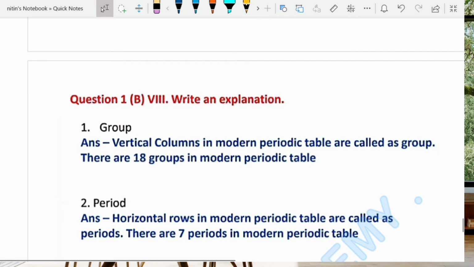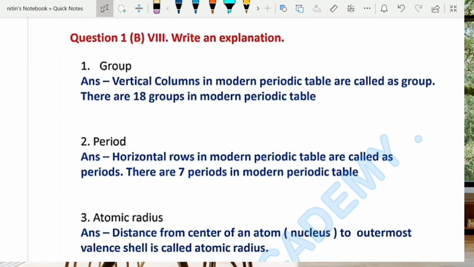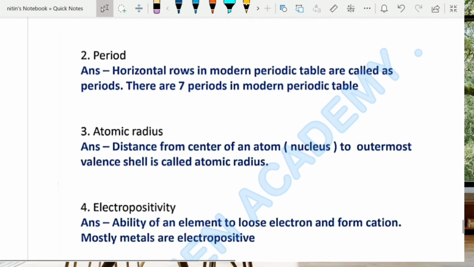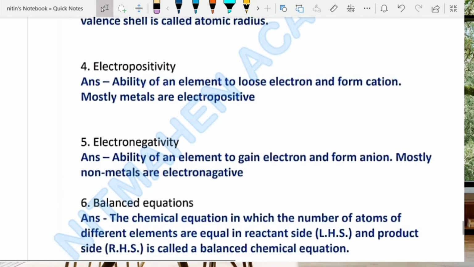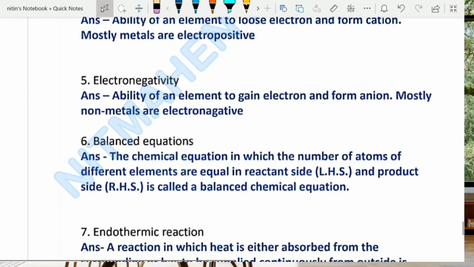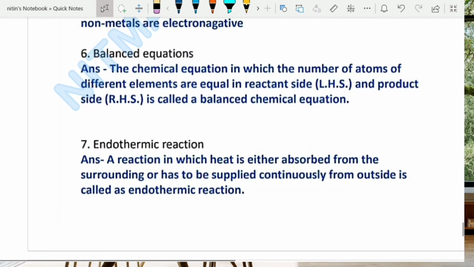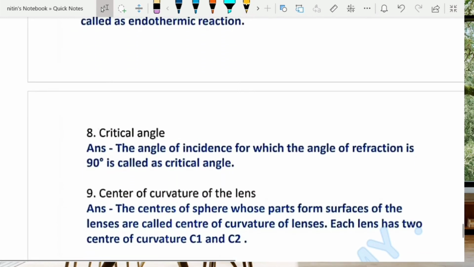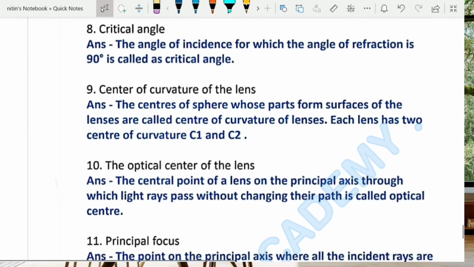What is a group? Explanation. What is a period? Look at this very carefully. Columns, rows, atomic radius. What is atomic radius? Next, electronegativity, electropositivity. We have electron or cation and anion mostly. What is balanced reaction? Endothermic. Heat is absorbed. Critical angle 90 degrees, refraction, center of curvature of a lens.